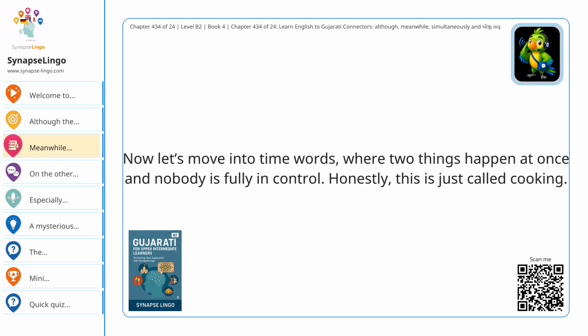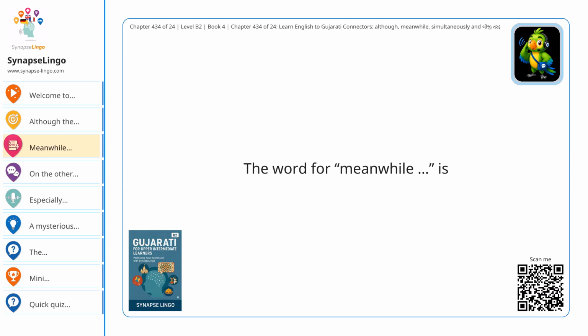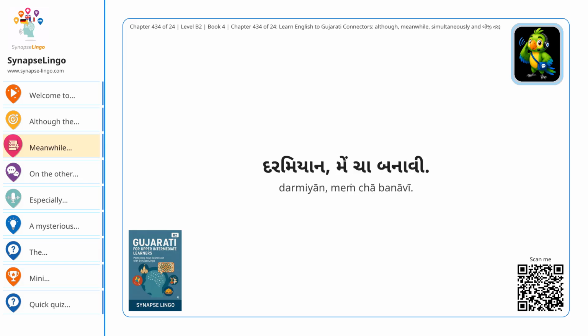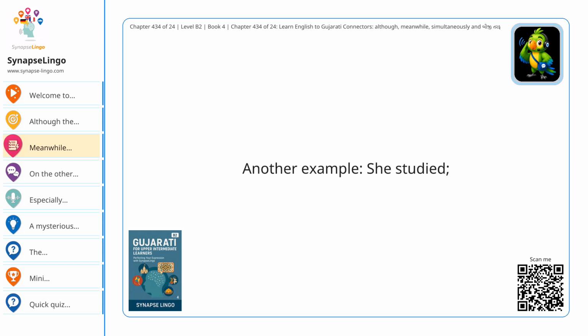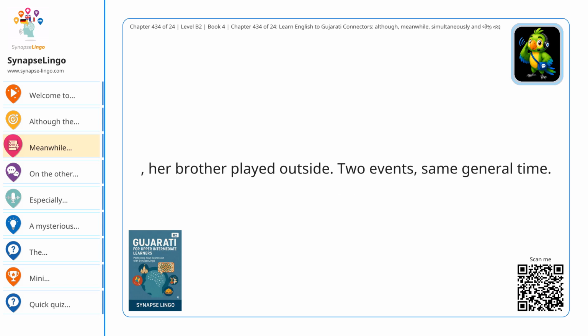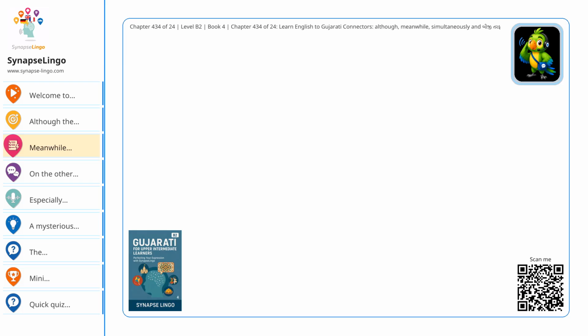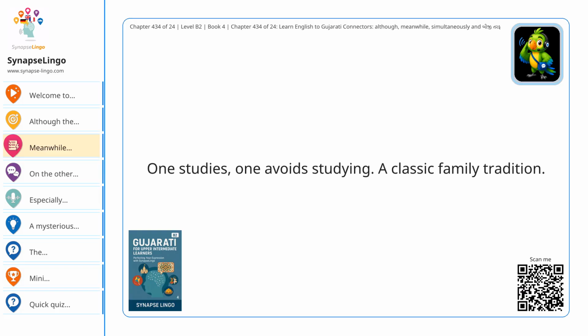Now let's move into time words, where two things happen at once and nobody is fully in control. Honestly, this is just called cooking. The word for meanwhile is this one. Example: meanwhile, I made tea. Another example: she studied, meanwhile, her brother played outside. Two events, same general time. One studies, one avoids studying.